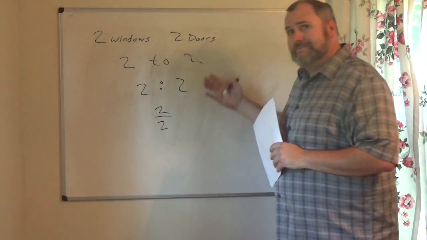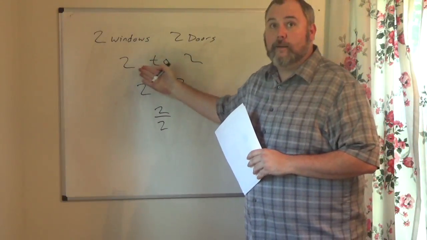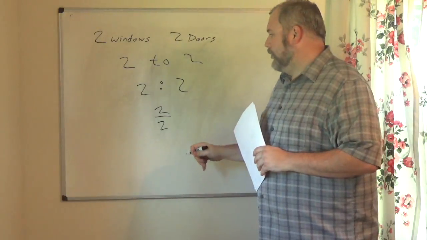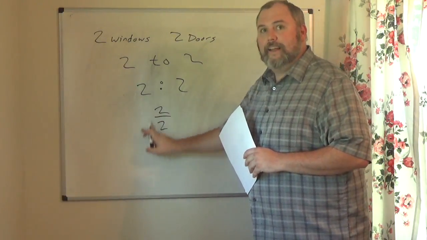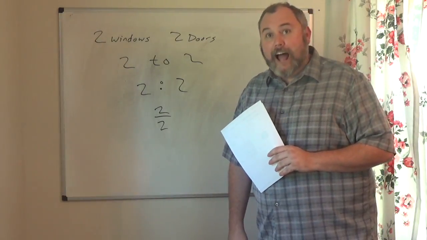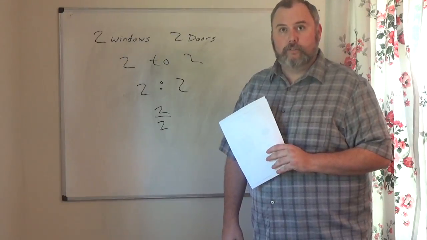Now, this is a common way of writing ratios. We can actually write the numbers with the word "to", or we can write the numbers with a colon. However, we also write it like this. Well, what's this look like? A fraction. Fractions are types of ratios. We will be using fractions.